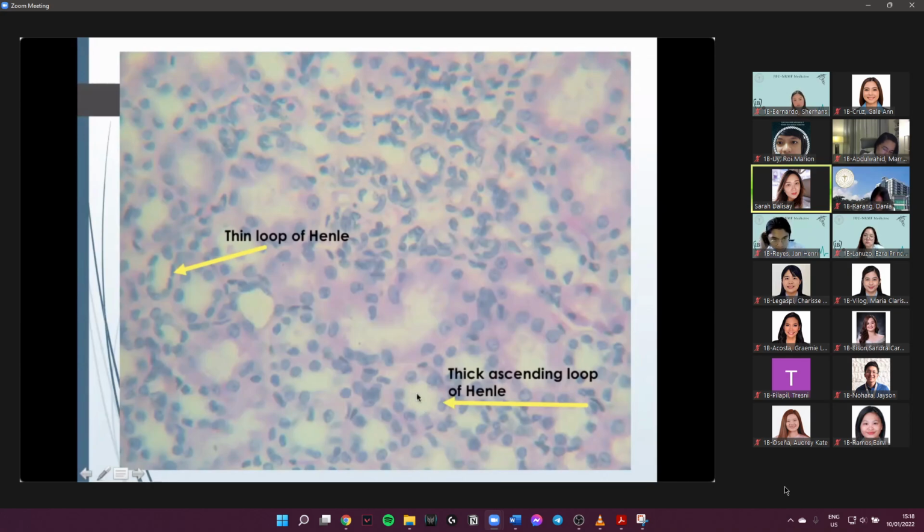Okay, so can you now differentiate? Okay, let's look at this. What do you think is this one? Ascending, descending. This one. Descending, ascending.